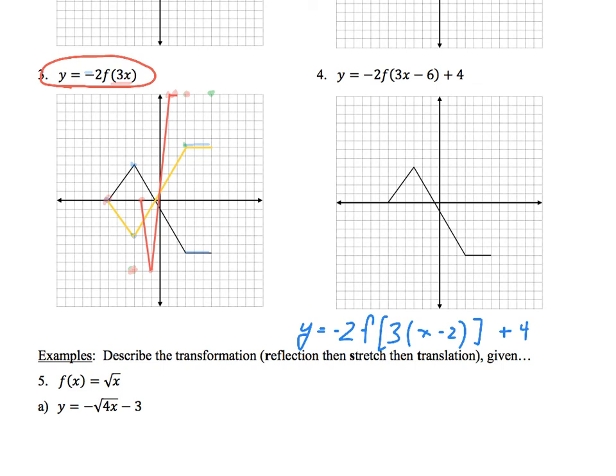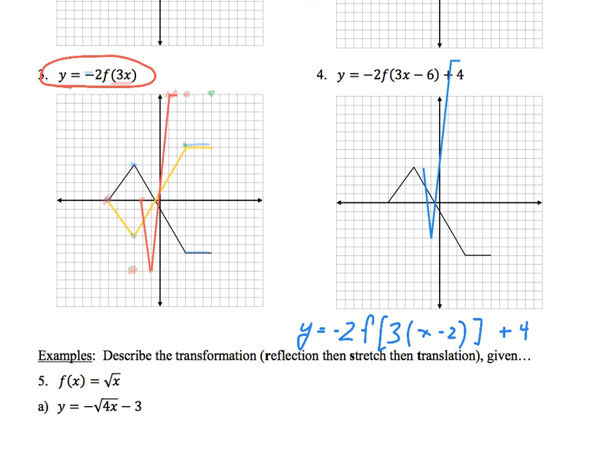Now as I look at this, what I can see is that, again, I have a reflection that affects the y, so it's a reflection in the x-axis. I have a vertical stretch by a factor of 2, a horizontal stretch by a factor of 1/3, so that much gives me this red graph that I just drew in the previous question. So then I just need to take the red graph that I had there and do this horizontal translation, 2 to the right, and the vertical translation, 4 units up.